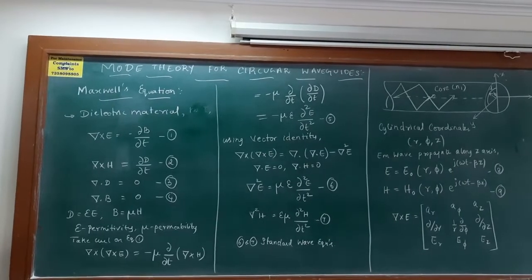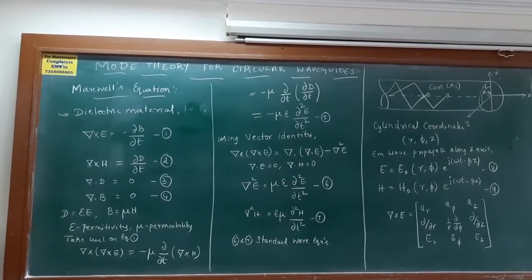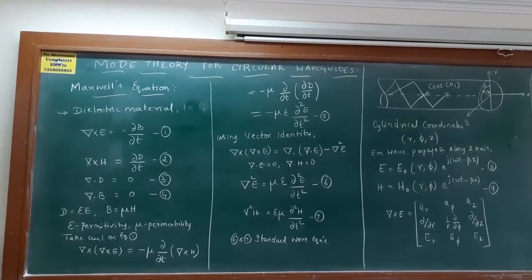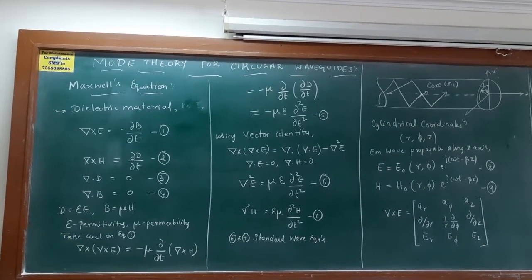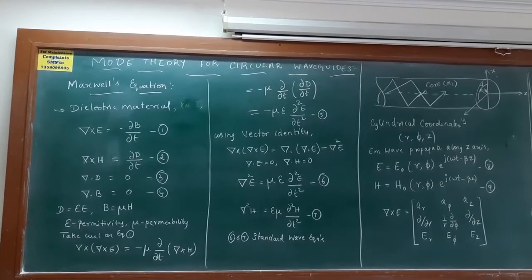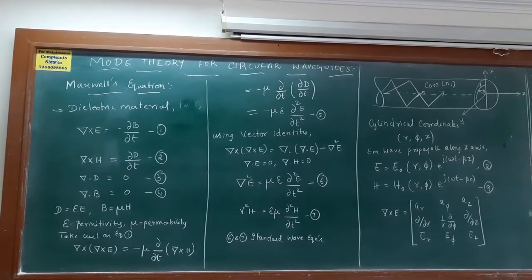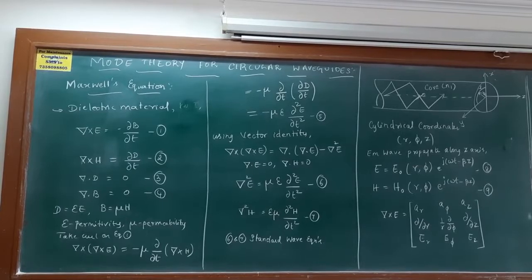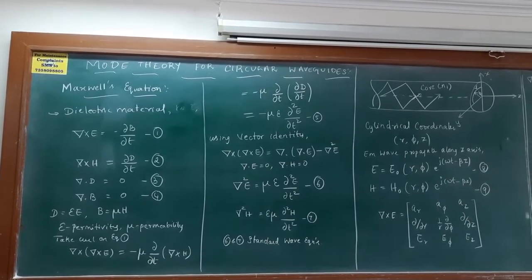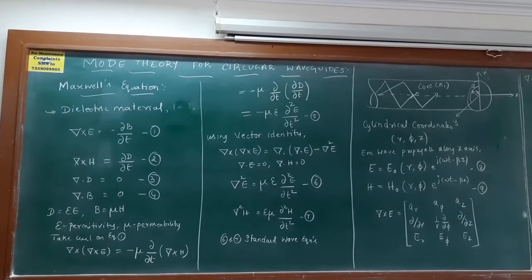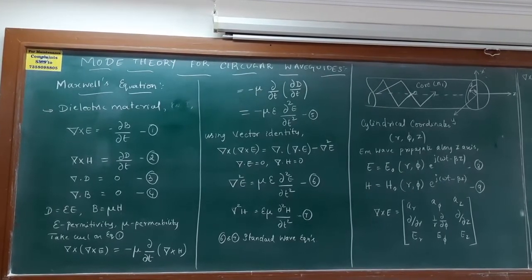In this video, we will see about mode theory for circular waveguides. So basically, in this derivation, we will derive how the electric field and magnetic field behave in a cylindrical fiber shape. When the electric field and magnetic field get passed in the cylindrical fiber, how do they change along the cylindrical coordinates of your fiber along the z direction.